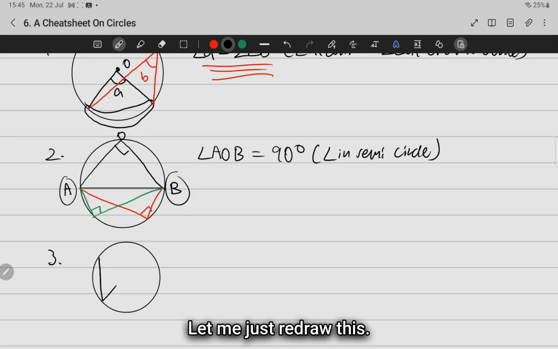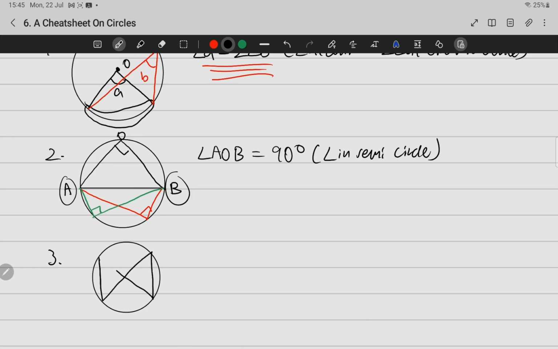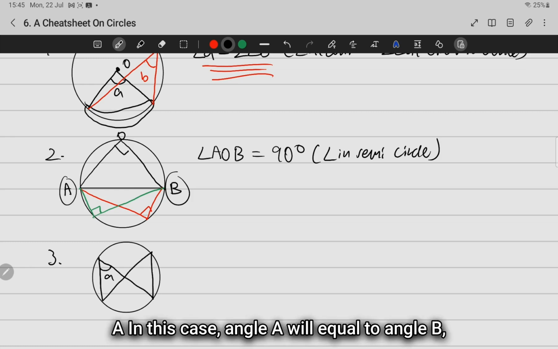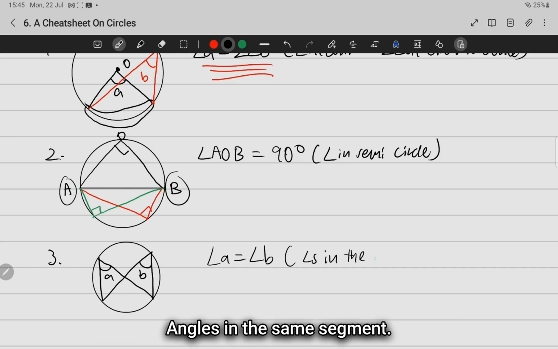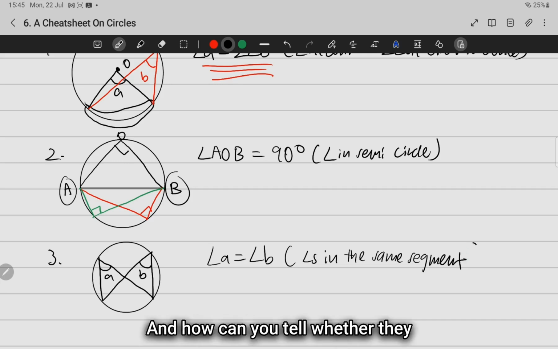Let me just redraw this. A, B. In this case, angle A will equal angle B because they are angles in the same segment. Angles in the same segment. And how can you tell whether they are in the same segment or not?